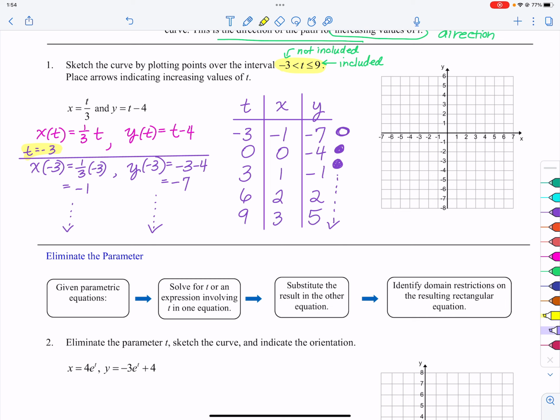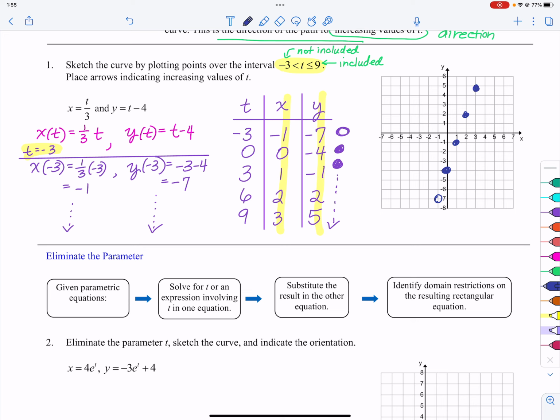Keep in mind, we are only plotting x and y. We are not plotting t. Both x and y are dependent on t. So let's go ahead and do that. Our first point would be -1, -7, and keep in mind that is an open point. And then we have 0, -4, 1, -1, 2, 2, and 3, 5.